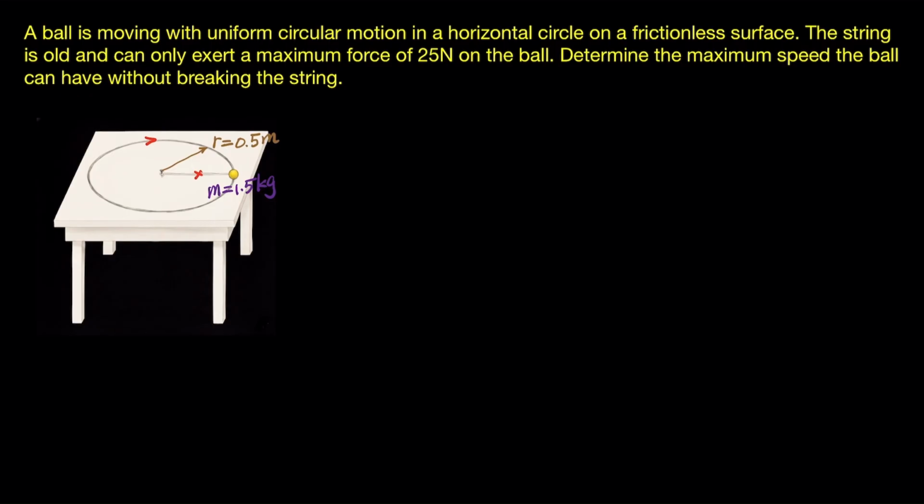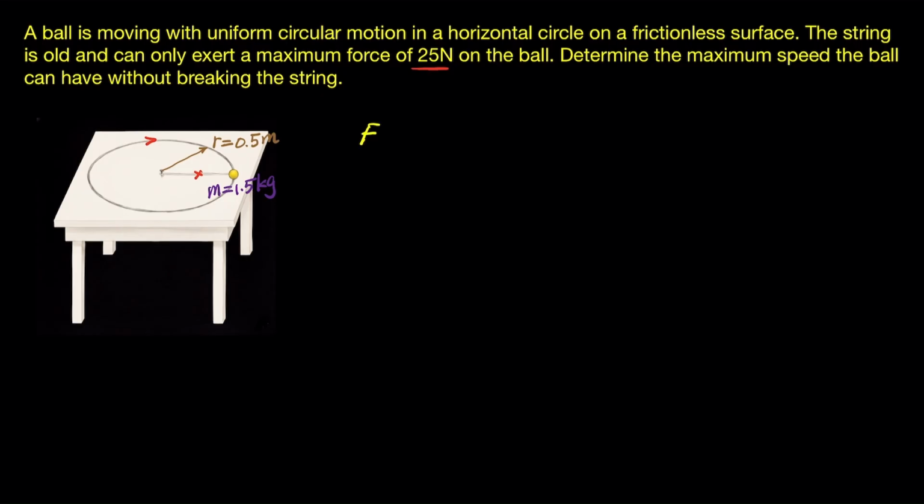The problem tells us that the string can only handle a maximum tension of 25 Newton. So we need to find out the speed of the ball at that exact moment when that tension force reaches its limit, 25 Newton. Or in other words, the maximum speed that the ball can move before the string breaks.